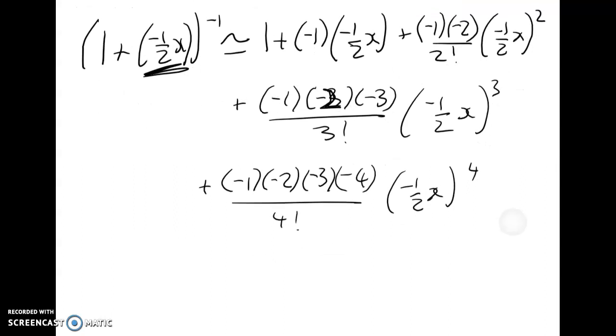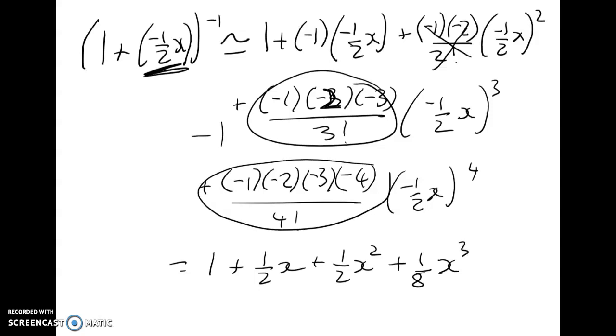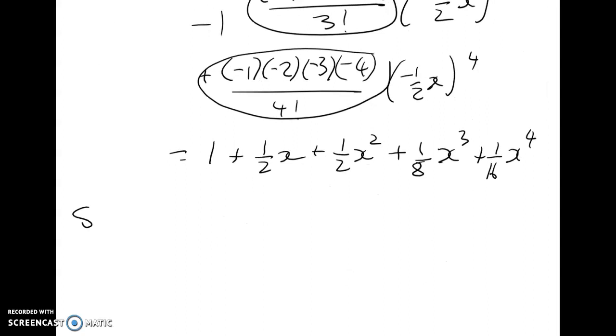Okay, so let's clean that up. Now, actually, it simplifies really easily. So it's 1 plus 1/2 x. This all goes away, and it's going to be plus 1/2 x squared. This goes down to a -1, so it's going to be minus -1/8, so plus 1/8 x cubed. The same thing with this, plus 1/16 x to the power of 4. And we need to multiply that by 8. So it's going to be 8 times this.